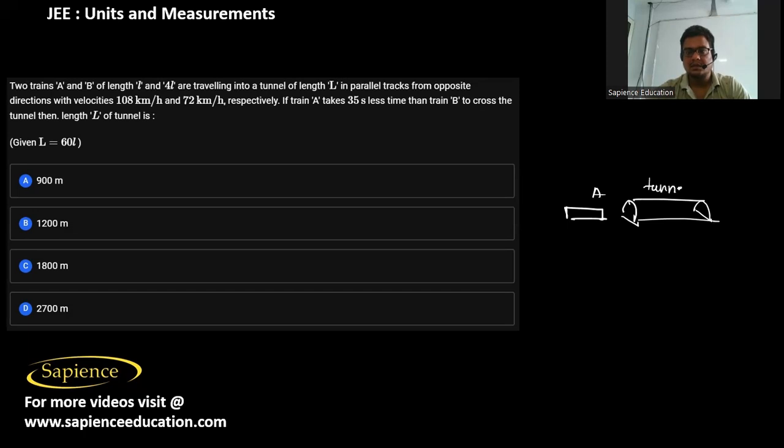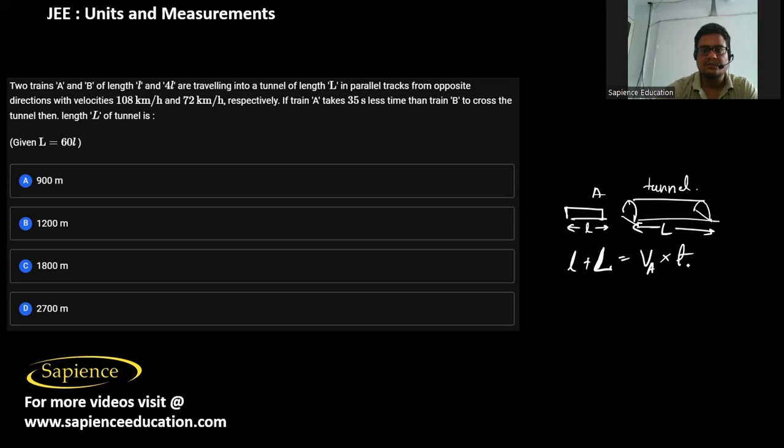Let's say the length of the tunnel is L and length of the train A is l. So it will cross the tunnel when it will cover the length of the tunnel plus the length of the train. So it means L plus l will be equal to speed of the train A into the time taken by train A. Let's say the time taken by train A is equal to T. Then the time taken by train B is equal to T plus 35 seconds.